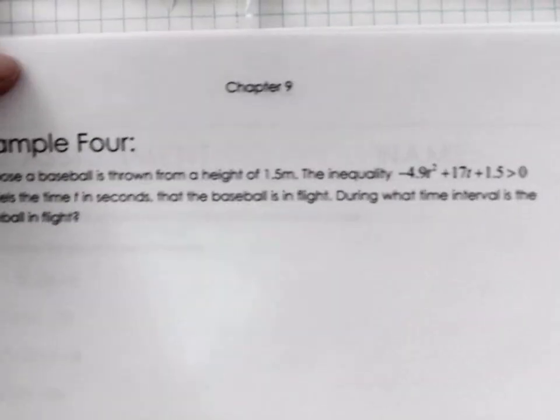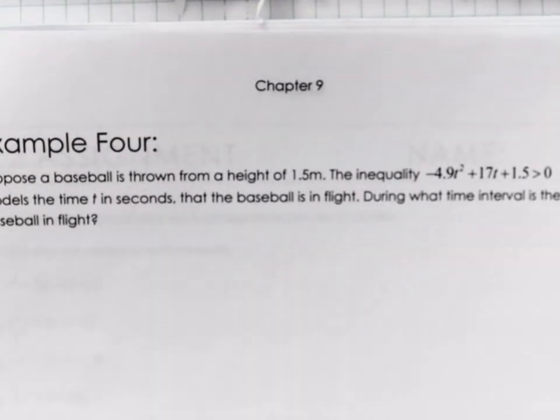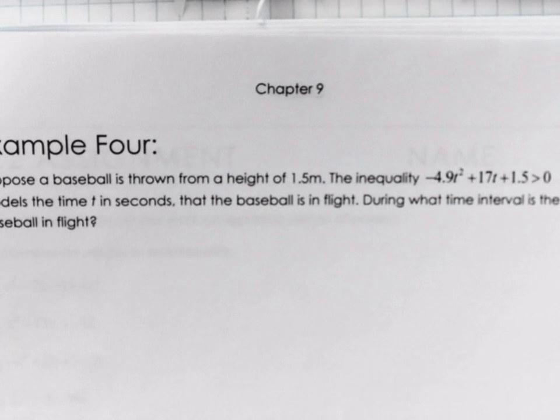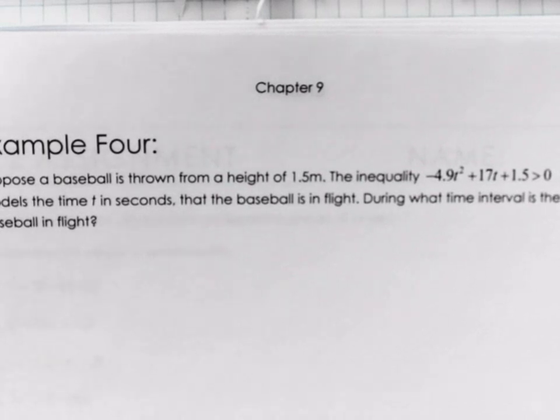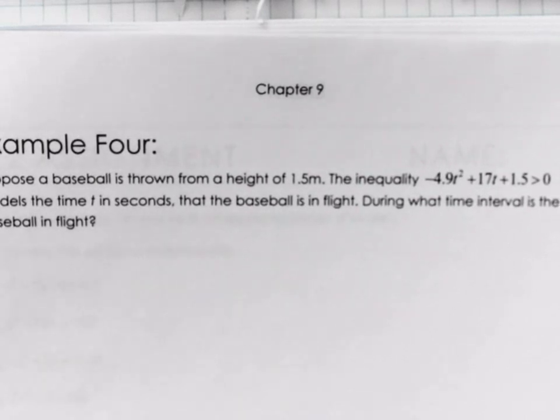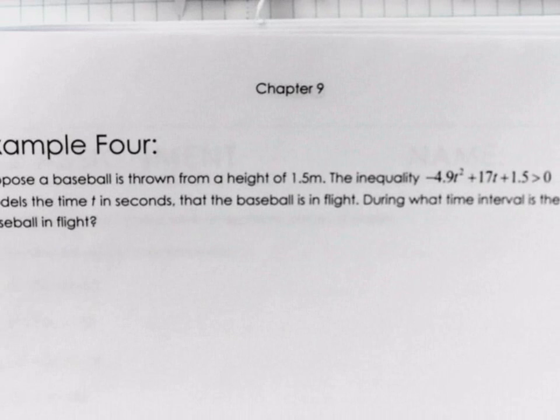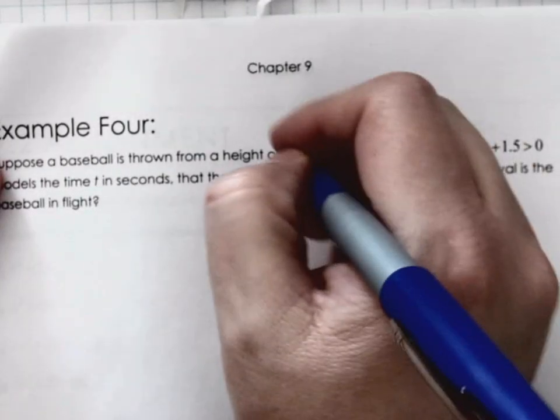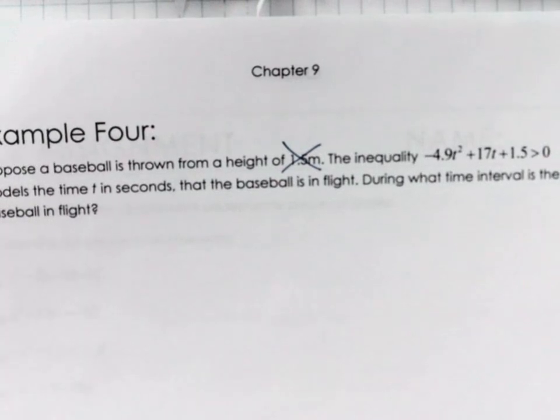Okay, next one. Last one. Suppose a baseball is thrown from a height of 1.5 meters. The inequality given, stated there, models the time in seconds that the baseball is in flight. During what time intervals is the baseball in flight? So really what I'm looking for is the x-intercepts for this. This has nothing to do with the question.